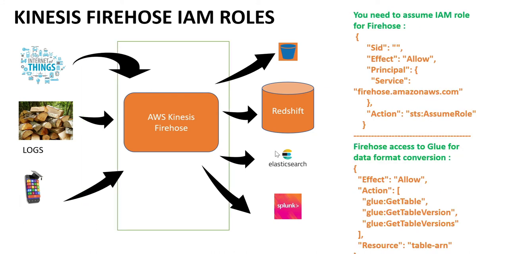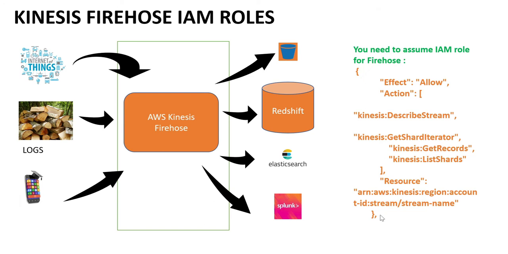Now, Firehose can use Glue, the table structure in Glue, to format the data. It can use that table structure and then invoke Lambda and get the data transformed and formatted in that way. If that has to be done, then you have to provide access to Glue also. So what access do you need? Kinesis Firehose will have to access Glue. You have to give Kinesis Firehose access so that it can do glue get table version and get table versions. This access you have to give.